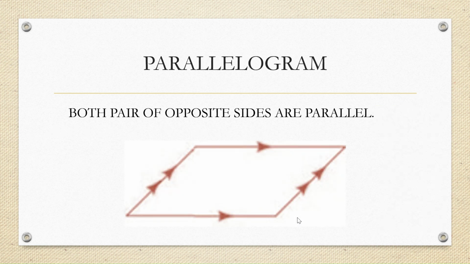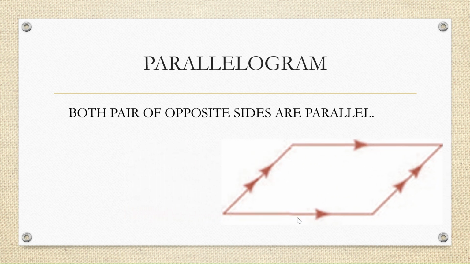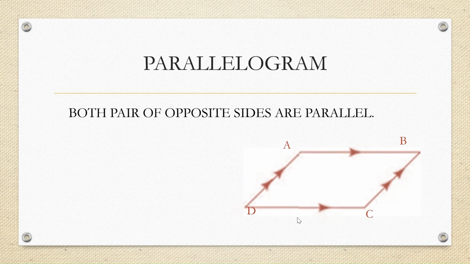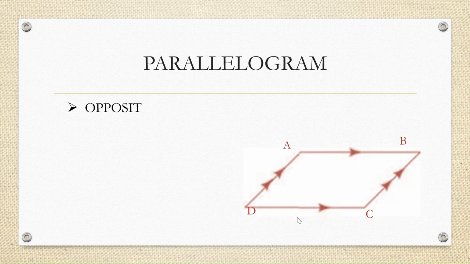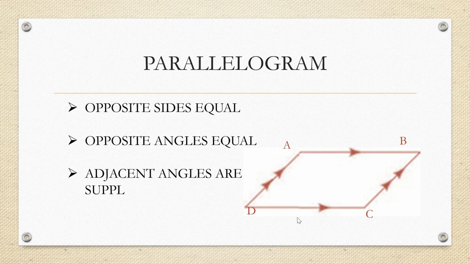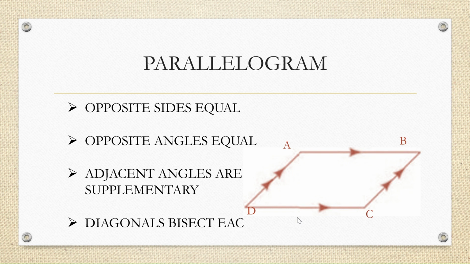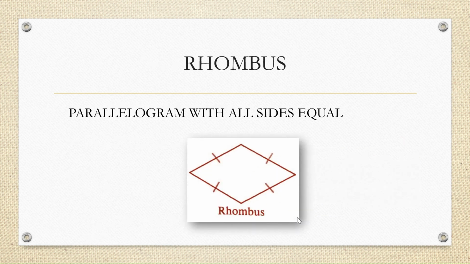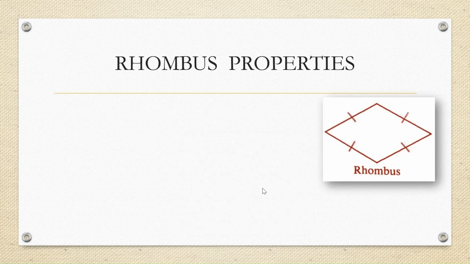A parallelogram is a quadrilateral in which both pairs of opposite sides are parallel to one another. So, depending upon this definition, we can derive the other properties of the parallelogram: opposite sides in a parallelogram would be equal, opposite angles would be equal, adjacent angles are supplementary, diagonals bisect each other. A rhombus is a type of parallelogram with all sides equal. Let us look into the properties of a rhombus.